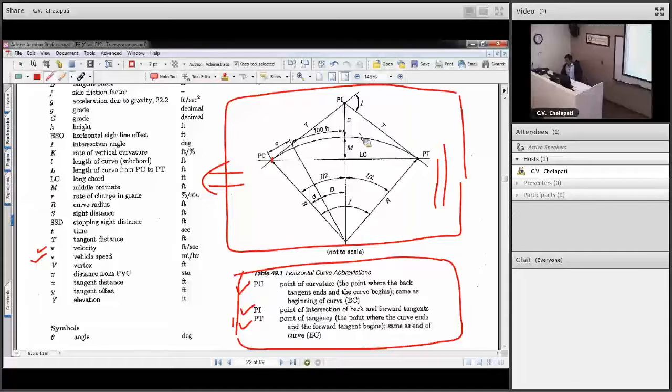For example, you don't have velocity here, you don't have vehicle speed here, you don't have all these terms. The terms you have here are M, which is the middle ordinate, which you see right here. Then you have LC, which is the long chord, pretty much the entire chord from here to here. Then you have T, which is the tangent distance. You could mark all of these here, which you need to build this sketch up.